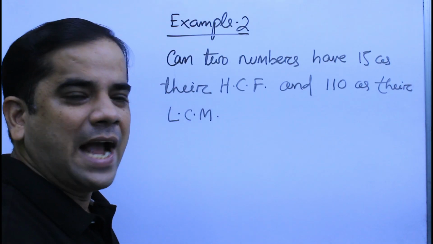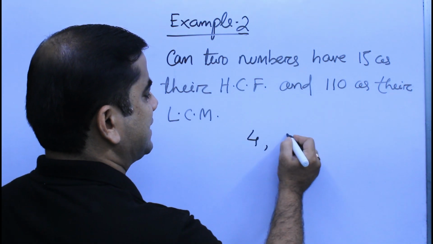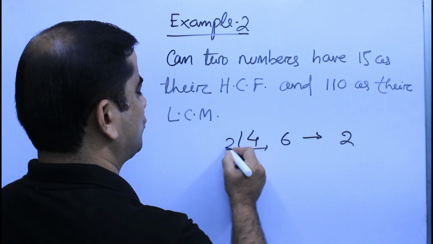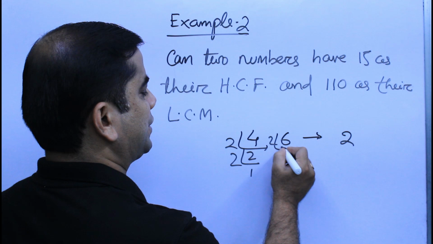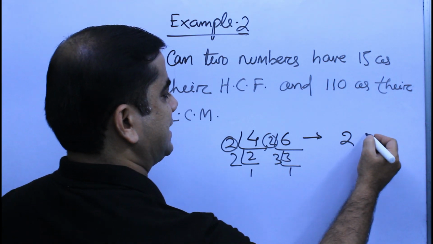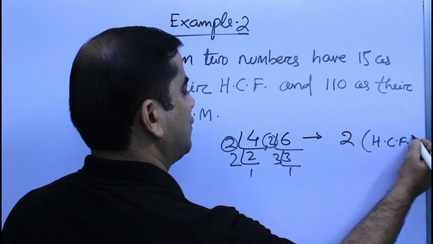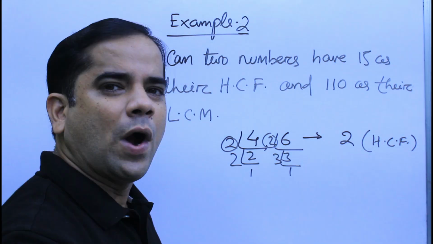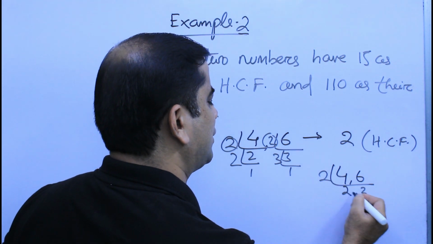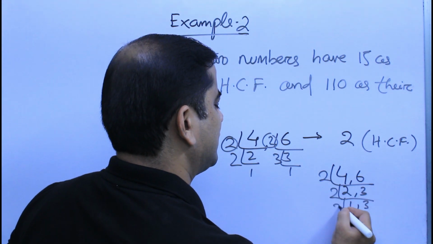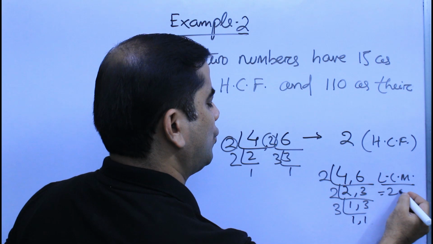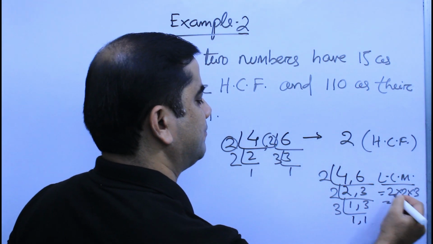Suppose I take the numbers 4 and 6, their HCF is 2. Because 2 2s are 4, 2 3s are 6, 2 is the highest common factor. So this is the HCF of 4 and 6. Now what is LCM? LCM of 4 and 6 is 2 2s are 4, 2 3s are 6, 2 1s are 2. So LCM is equal to 2 into 2 into 3, that is 12.